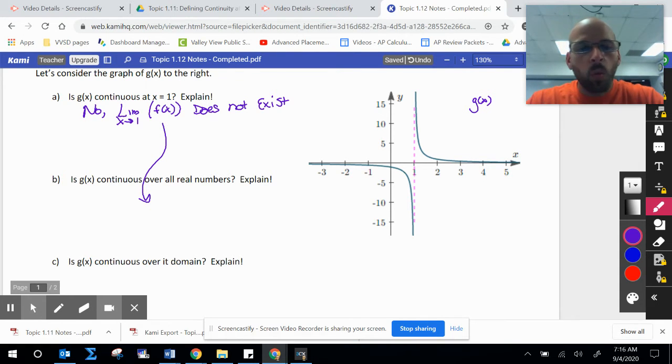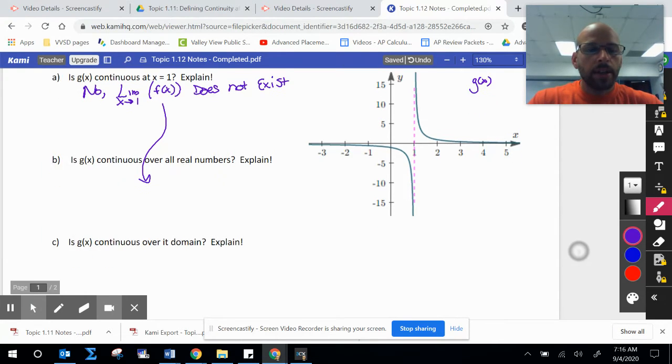It's the same reasoning. 1 is part of the real numbers. In order to be continuous over all real numbers, it has to satisfy the definition for all real numbers. So my answer for part B is going to be the same as my answer for part A. I'm going to say 1 is a real number, and then I can prove that it's not continuous at 1.